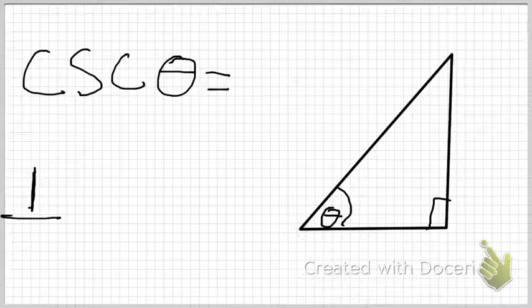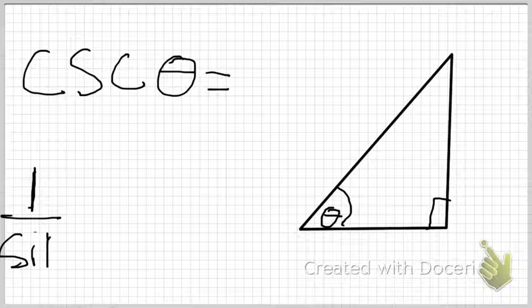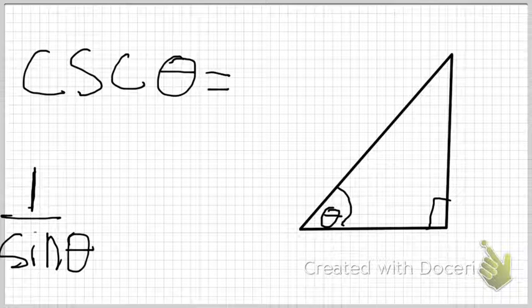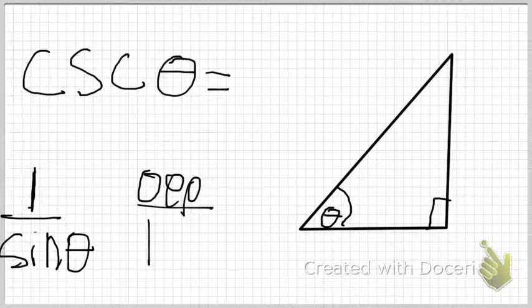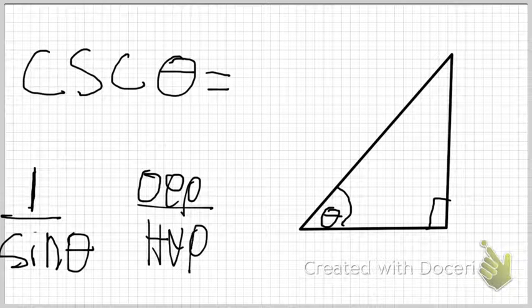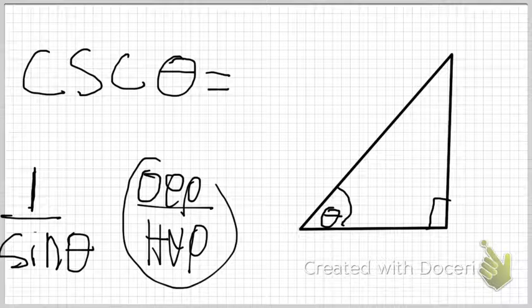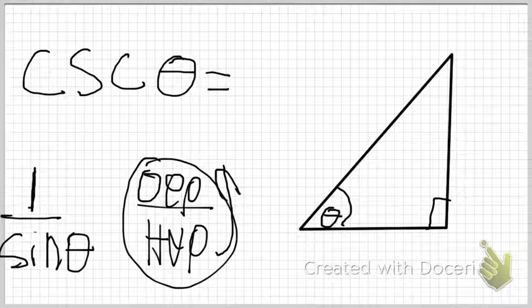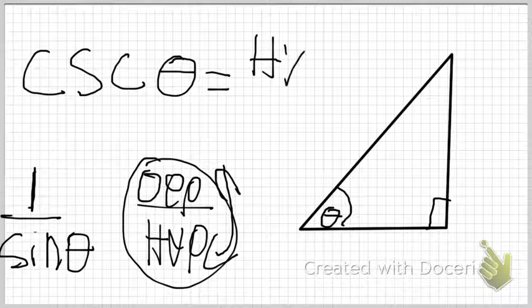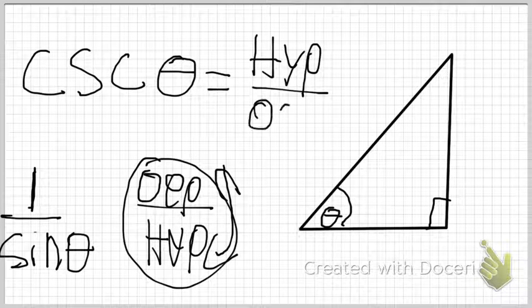So it's 1 over sine of theta. Now we already know how to find sine of theta, which is opposite over hypotenuse. But we're not finding sine of theta, we're finding cosecant of theta. So to find cosecant of theta, you just reverse this fraction. In other words, you flip the numerator and the denominator. So it'll be hypotenuse over opposite.